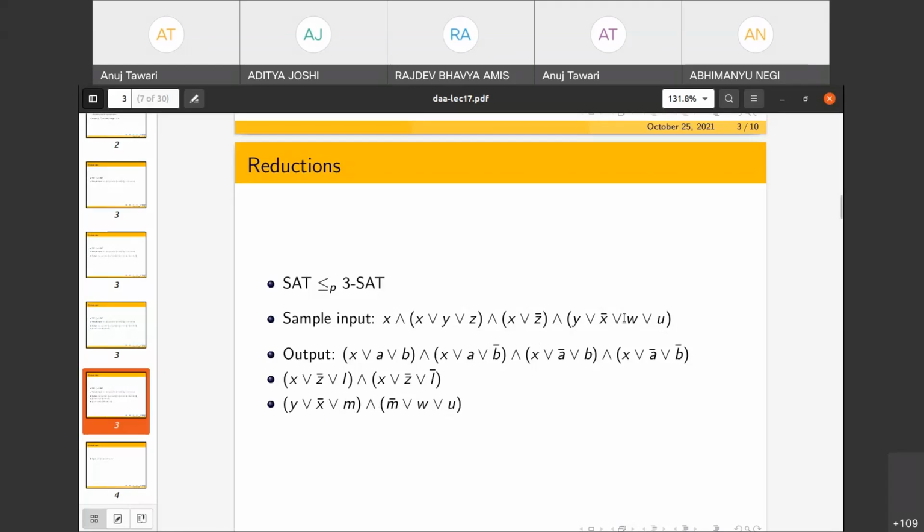So if the original formula was true, then we can find the true assignment for this formula. Okay. So when can this particular thing be true? Either one of these y, x bar, w or u is true. If y or x bar is true, then I can just set m to be true and this entire thing will be true. Okay. On the other hand, if w or u is true, then I can set m to be false so that m bar will be true.